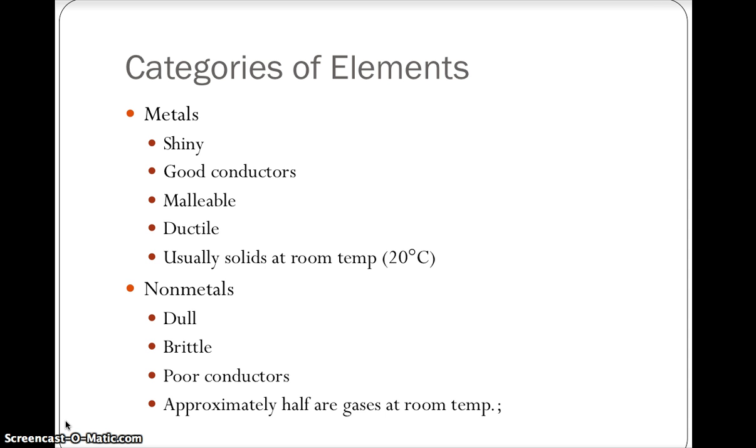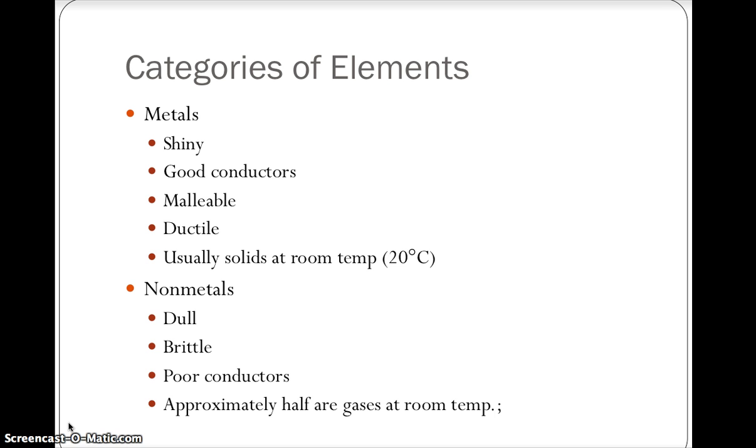Nonmetals are the exact opposites of metals. They are dull, meaning that they're not shiny. They are brittle, meaning that they are not malleable or ductile. Brittle, meaning that they crack very easily or shatter. They are poor conductors. And approximately half of them are gases at room temperature. Some could be solids, some can also be liquids.